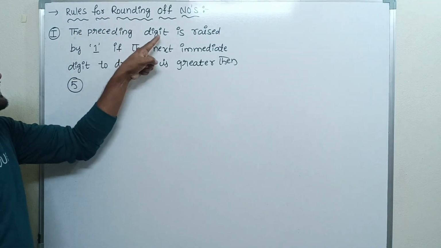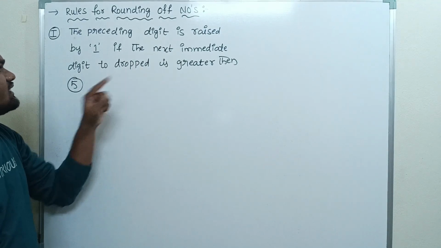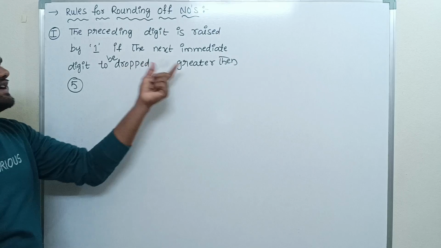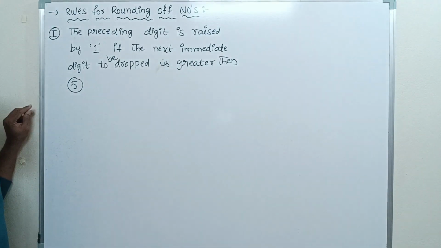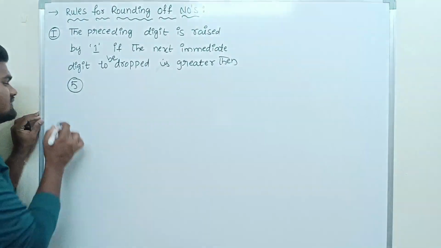The preceding digit is raised by 1 if the next immediate digit to be dropped is greater than 5, whatever it is. Have a look. Let us see the example, then you can understand easily.